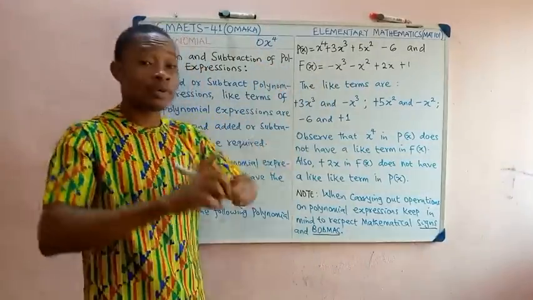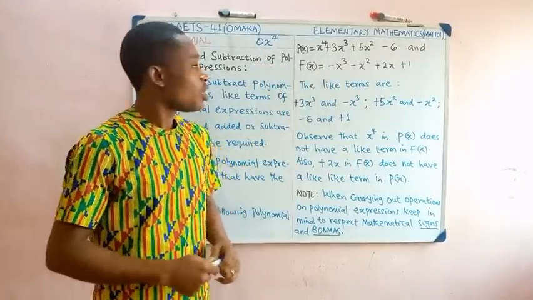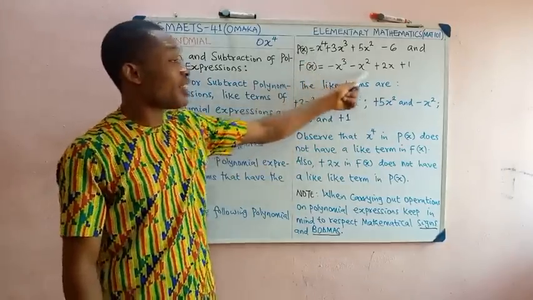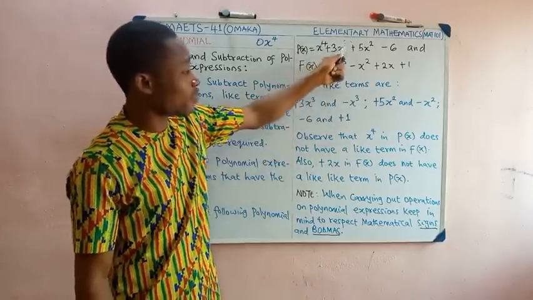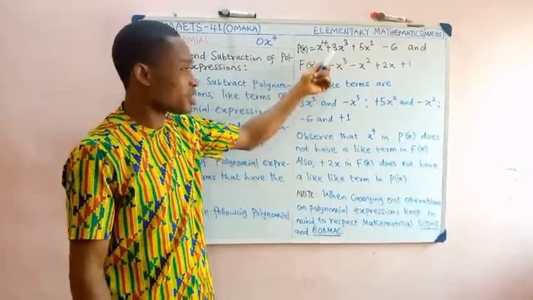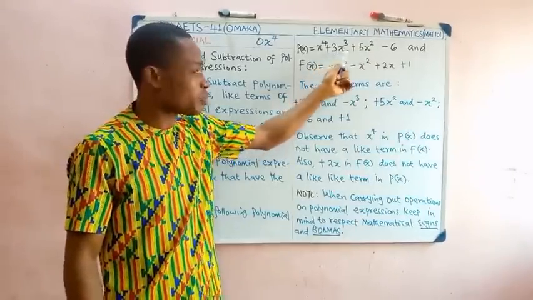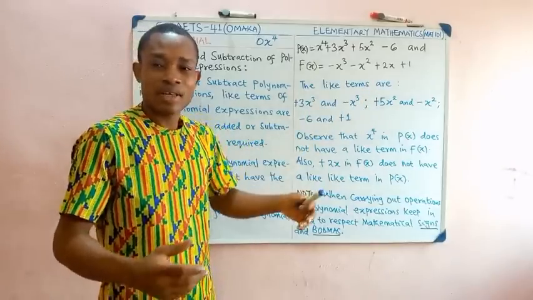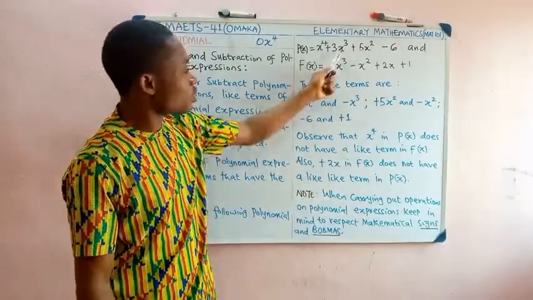Because 0 times any number will give you 0, so it goes up. So we can rightly say that x raised to the power 4 does not have any like term here. Now let us look at this x raised to the power 3. You notice that I'm not interested in the coefficient, the number that is multiplying them, in getting my like terms.